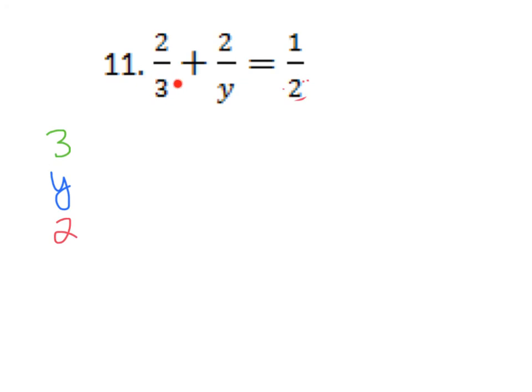The first fraction only has the 3, so he needs the other 2 members. So times y times 2. Second fraction has the y, so he needs the 3 and the 2 for part of his team. Third fraction has the 2, so he needs the 3 and the y.